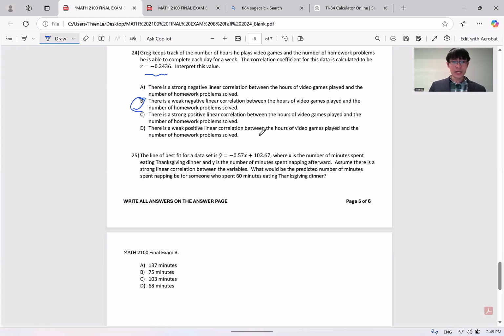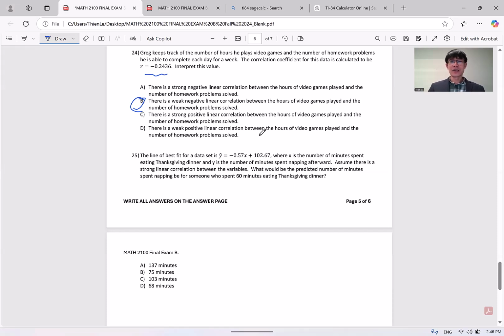25, about prediction. The line of best fit for a data set is y hat equal to this much, right? The intercept is 102.67 and the slope is negative 0.757, where X is the number of minutes spent eating Thanksgiving dinner and Y is the number of minutes spent napping after work. So they try to predict how long you are going to nap based on the time you eat, right? Assume there is a strong linear correlation between the variables. What would be the predicted number of minutes spent napping for someone who spent 60 minutes eating Thanksgiving dinner?